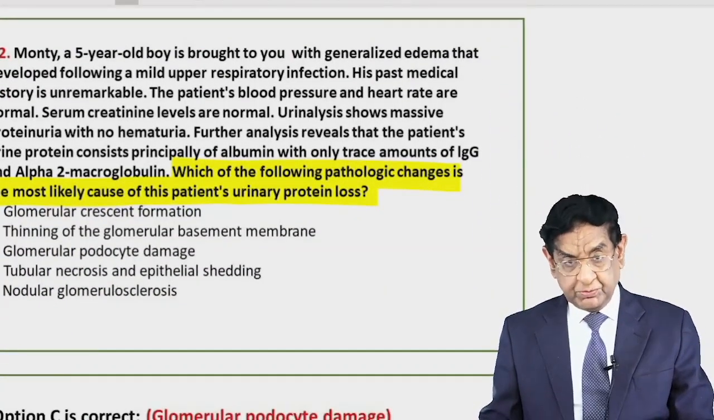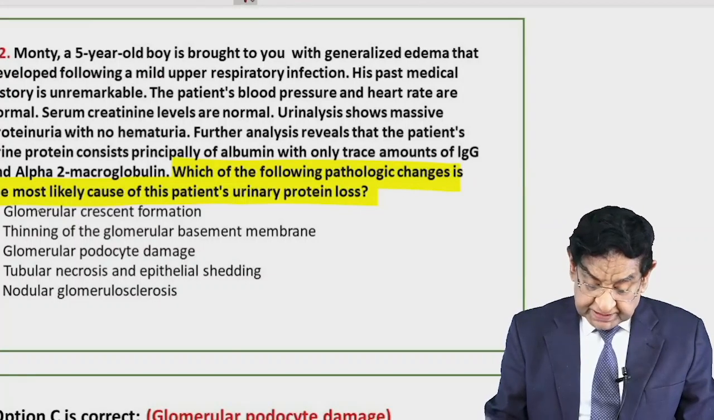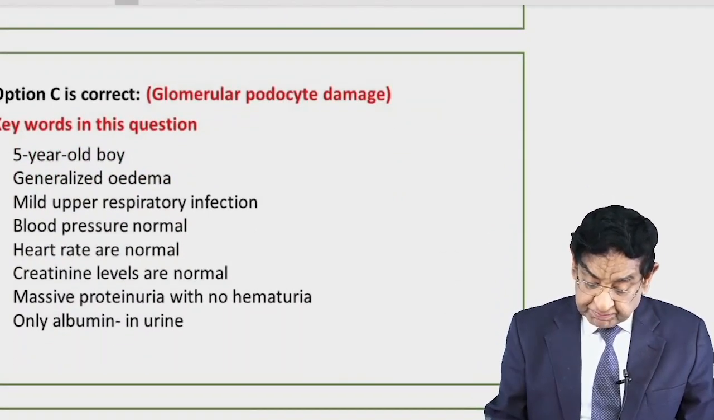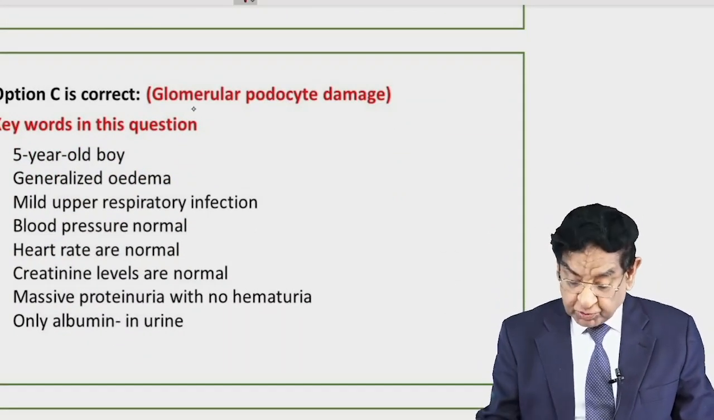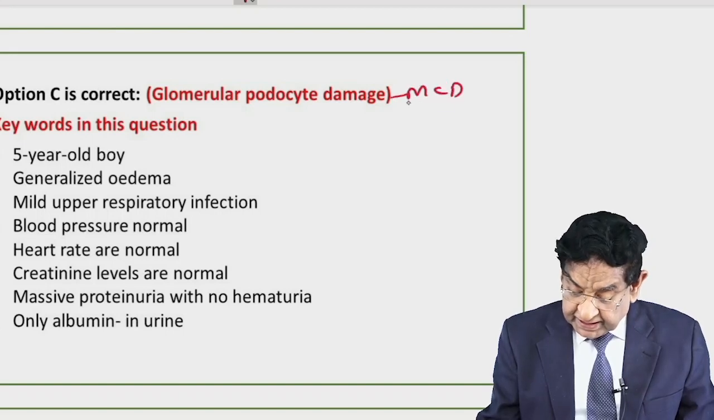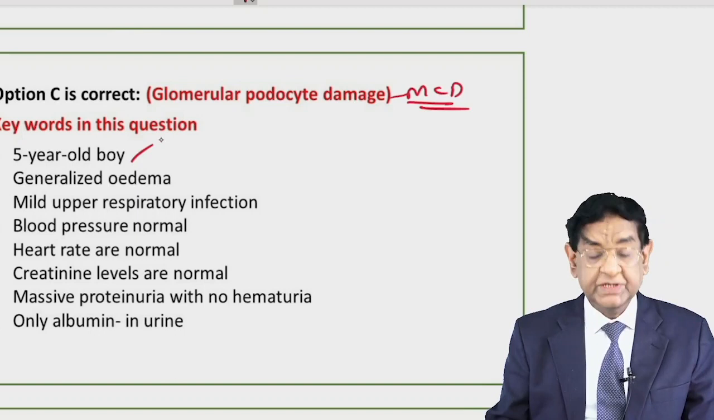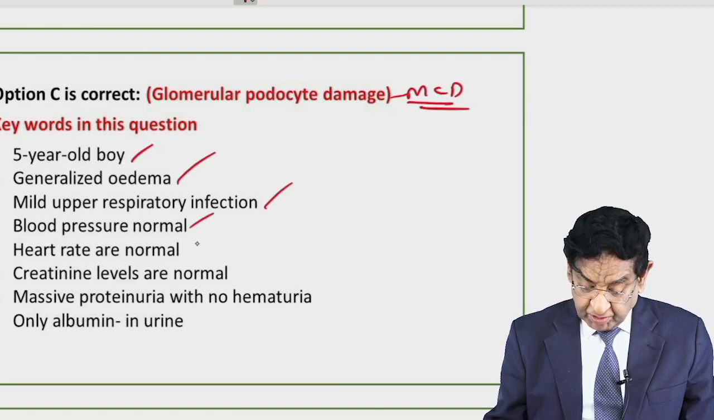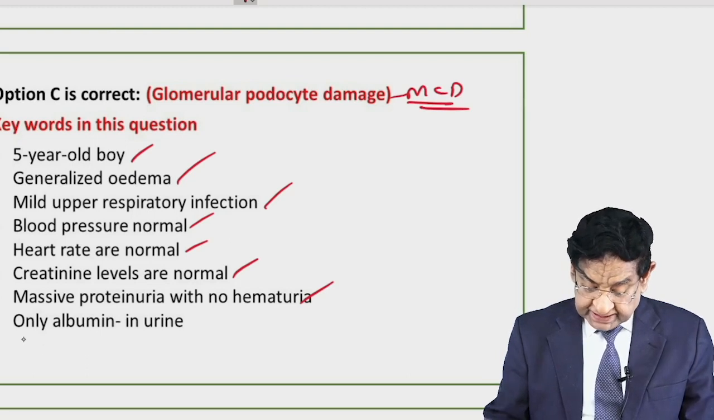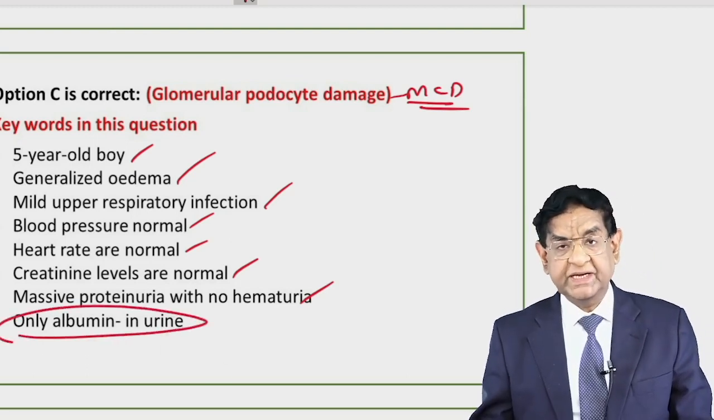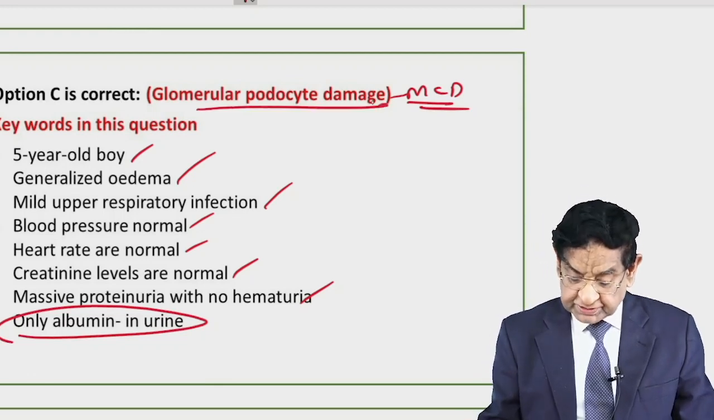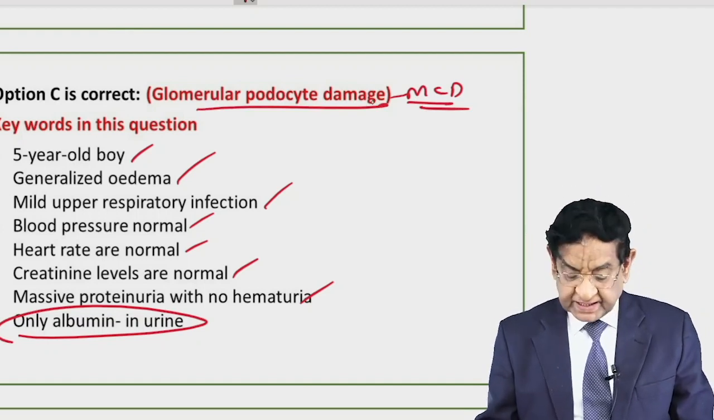Let's talk about question number 2. Which of the following pathological changes is more likely to be seen in this case? Protein loss. Let us see. The answer is podocyte. The keyword in this, loss of podocyte, is seen in minimal change disease. Now let us see what the child has. 5-year-old child, generalized edema, upper respiratory infection, BP normal, heart rate normal, creatinine normal, proteinuria, no hematuria, selective proteinuria. These words themselves are sufficient to tell you that it's a case of minimal change disease, and there is loss of podocyte. These words are self-explanatory.